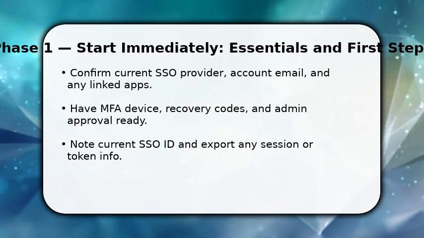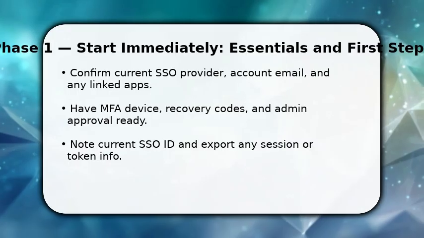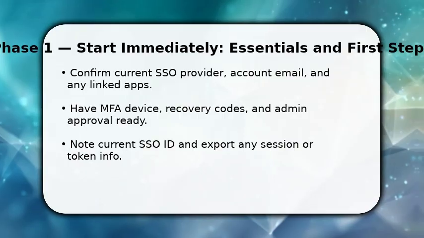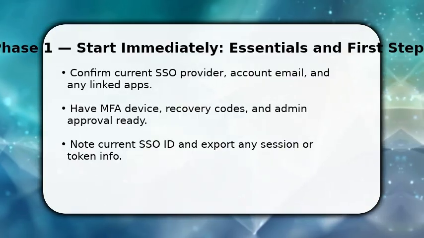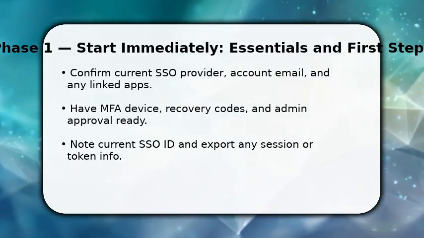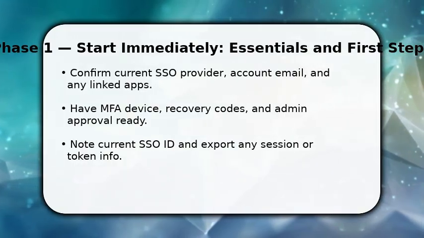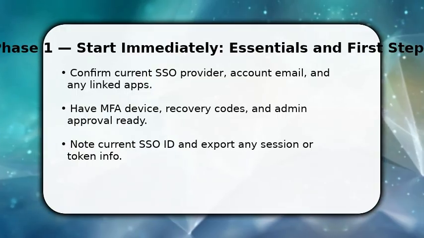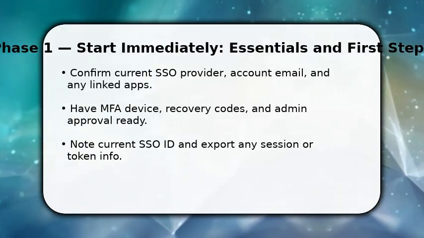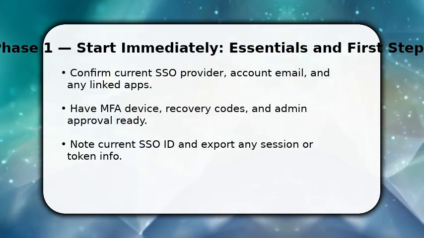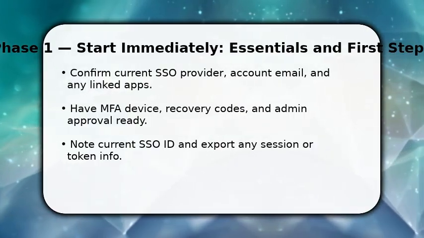You begin by confirming the SSO provider and the exact account email. This avoids mismatched ID. Once done, make sure MFA is available and recovery codes are at hand, because you may be prompted to re-authenticate immediately. Next, notify any teams if admin approval is required, and export session tokens or active app links to prevent access disruption. Start the update now.